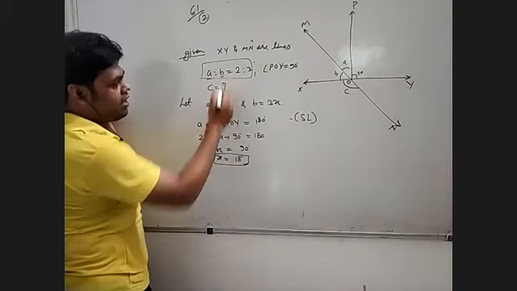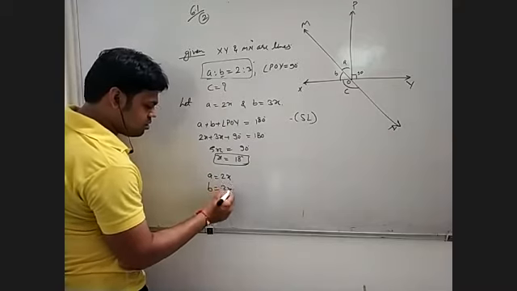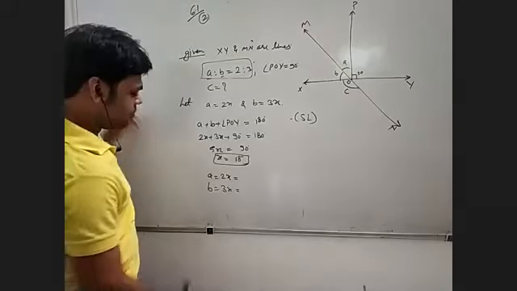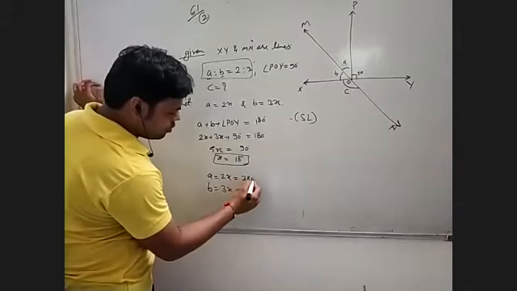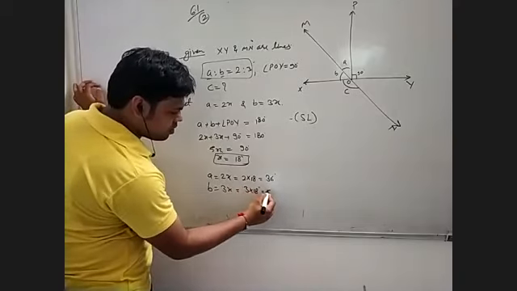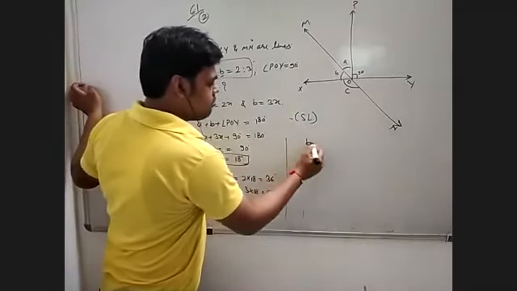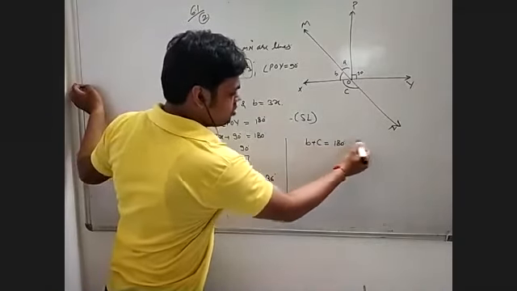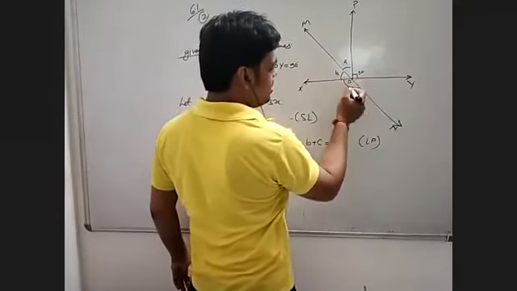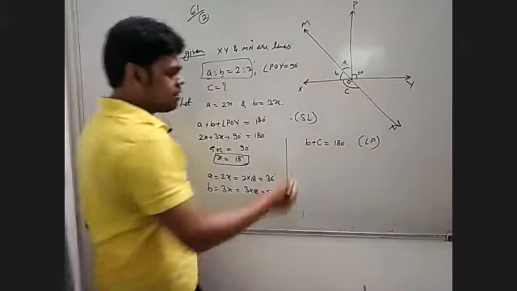First of all, we have to find A and B both, because A is equal to 2x and B is equal to 3x. By finding the values of A and B, we can find the value of C. See, 2 into 18 equals 36 degrees and 3 into 18 equals 54 degrees. Now we can write B plus C is equal to 180 because of the linear pair. The reason: MN is a straight line, so B and C sum to 180 degrees.